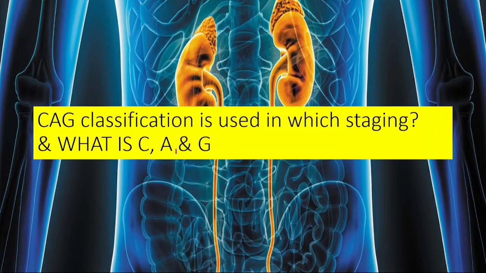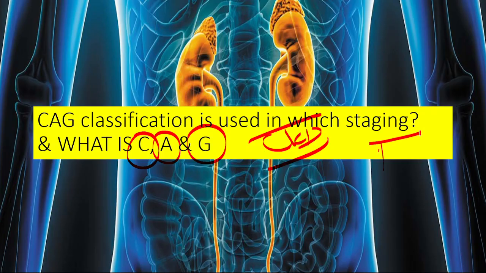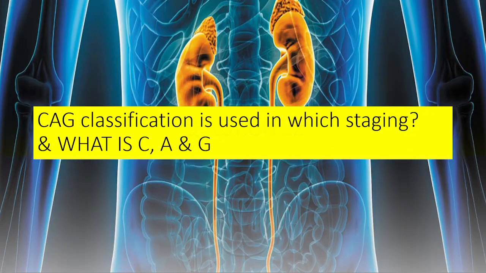CGA classification is used in CKD: C is cause, A is albuminuria, G is GFR. And this is the colorful table you will see in Harrison. Green, orange, and red. This side GFR will be given, this side albuminuria is given. This is what CGA is.